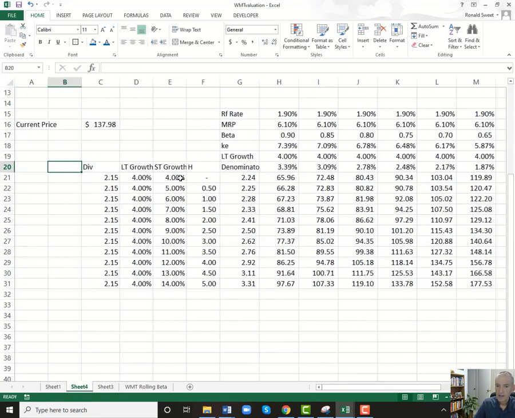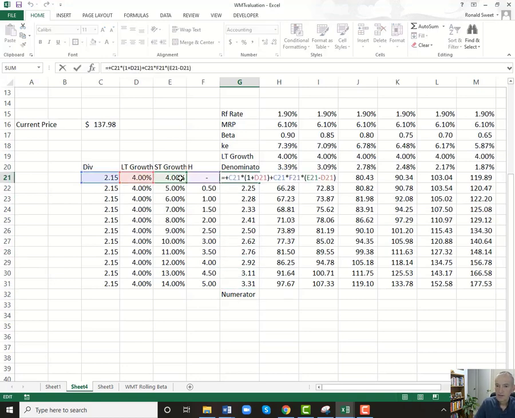And then over here, what I did is I've got my dividend. That doesn't change. Here's my long-term growth, 4%. And here's my short-term growth. I'm running scenarios there. And here's my H. I'm running scenarios there. And so essentially, this is my numerator coming down. So remember there, I just take dividend times 1 plus the long-term growth plus dividend times the H times short-term growth minus long-term growth, and that gives me my numerator this way.